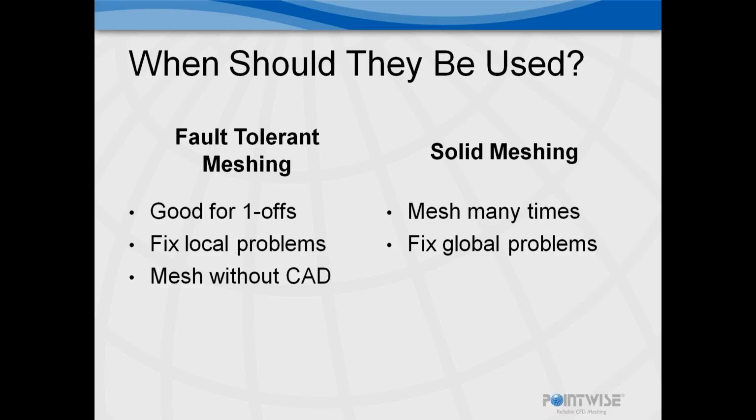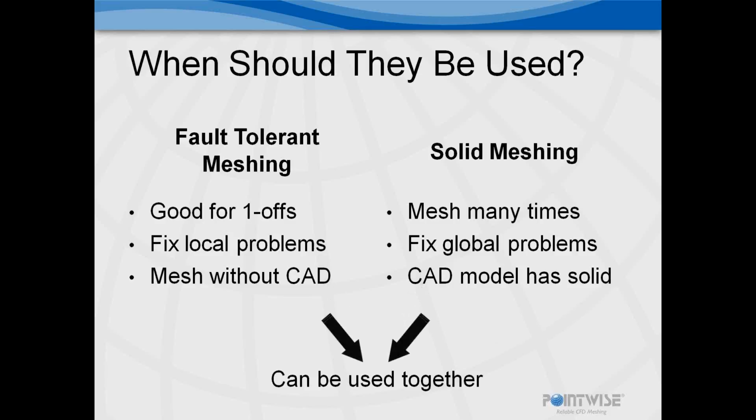And the last, and probably the most obvious benefit to solid meshing, is when a solid model is already present in the CAD file. And this is the best case scenario because there's no need for cleanup. You can go straight to a watertight mesh. And a final but really important point, these methods are not mutually exclusive. They can and very often are used together, and they can actually complement one another.